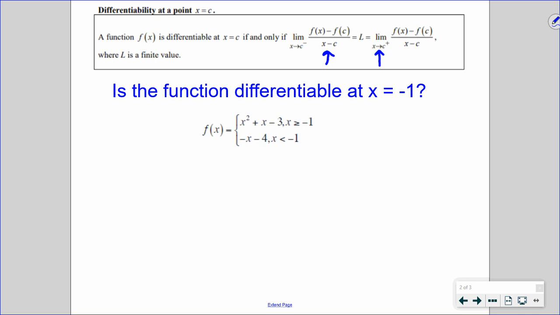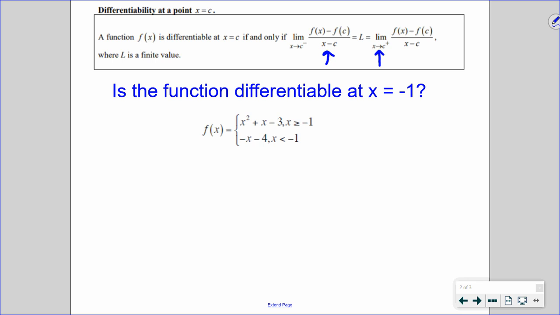All right, so let's look at the example. Notice again, we're given a piecewise function, and we're asked, is the function differentiable at x equals -1? Well, first of all, for the function to be differentiable at a point, the function has to be continuous at that point. Okay, so that's why I reviewed continuity, because to answer a question like this, I would always start by checking continuity. Because if the function is not continuous at the point, we know it's not differentiable at the point. Okay, because if it's not continuous, that means there's a discontinuity in the graph at that point.